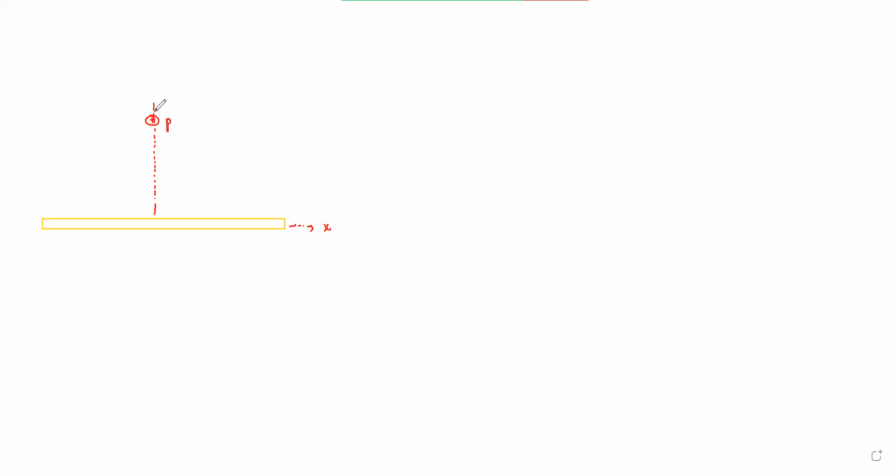So let us define our Cartesian plane again. Here we have this along the z-axis and this along the x-axis, right? Remember, here we have an infinite number of positive charges, right?